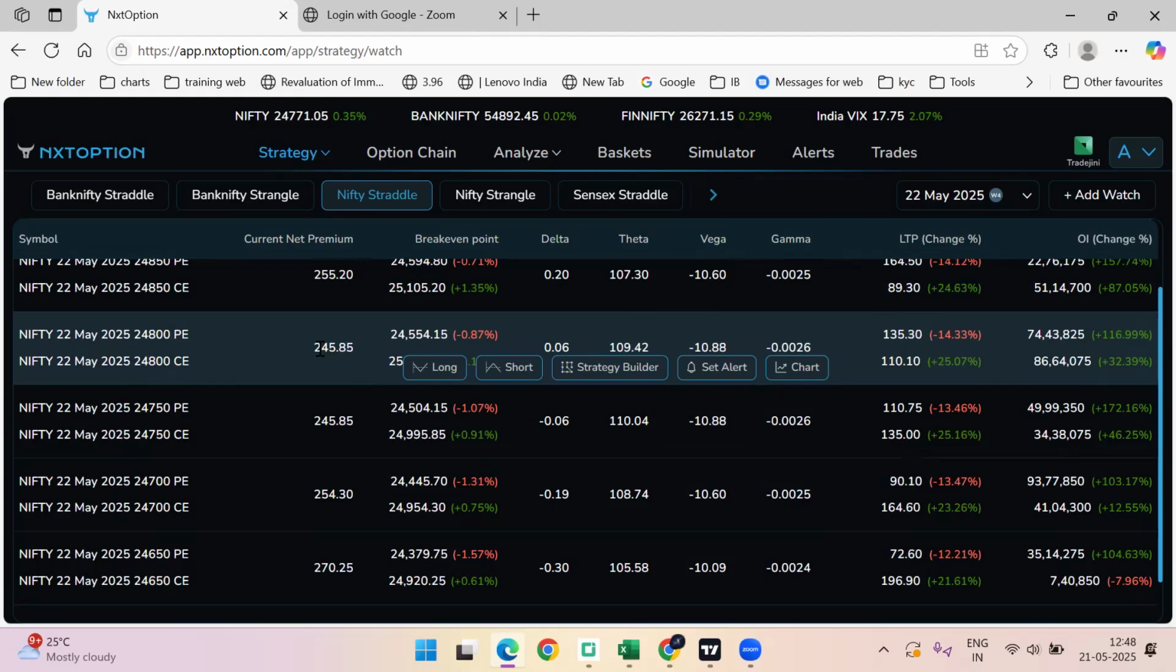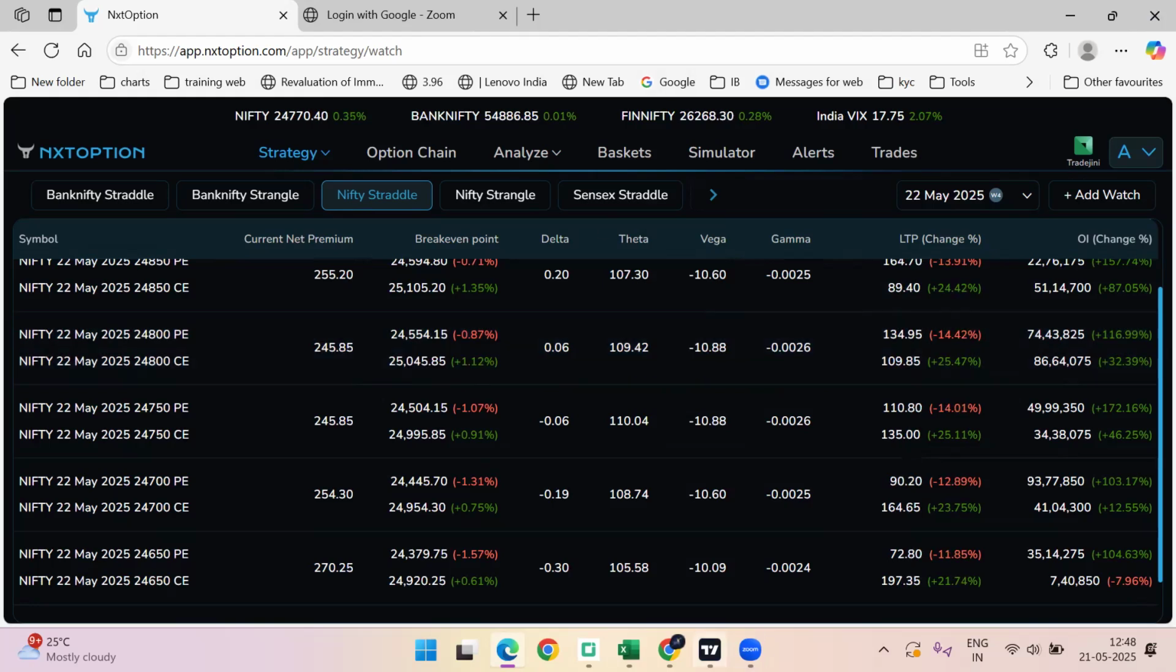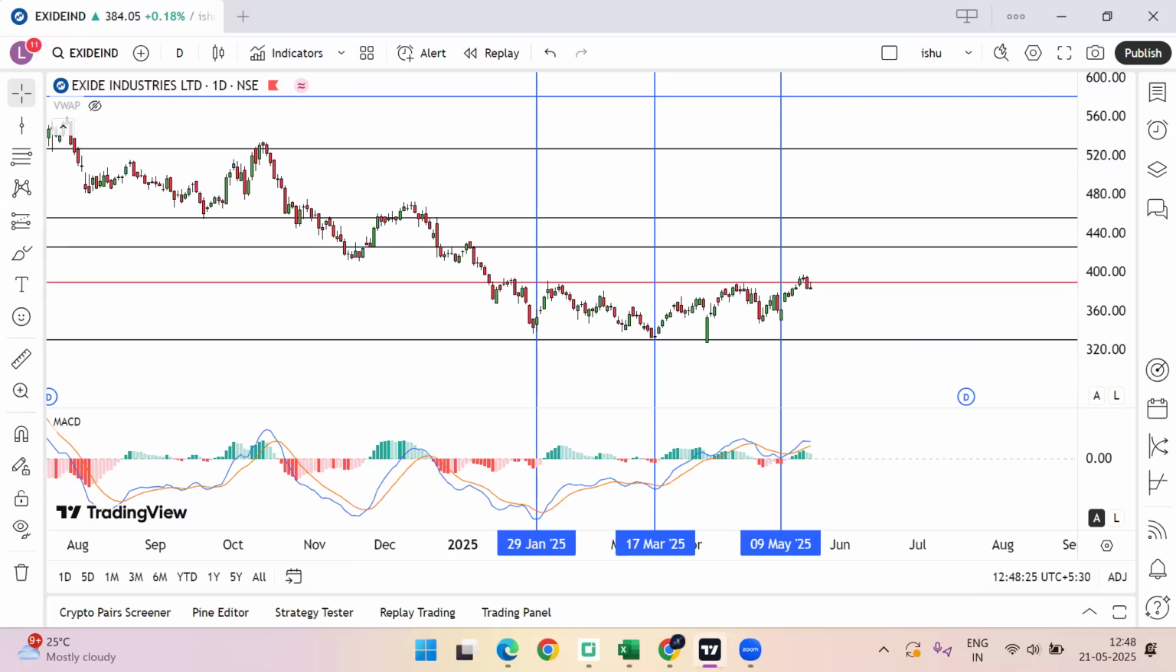Individual stock. So for that, first we need to identify the direction.